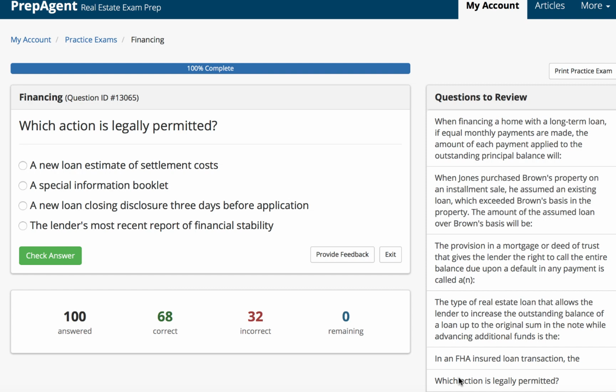Which action is legally permitted? A new loan estimate of settlement costs, a special information booklet, a new loan closing disclosure 3 days before application, the lender's most recent report of financial stability. I would say the new loan closing disclosure 3 days before application.